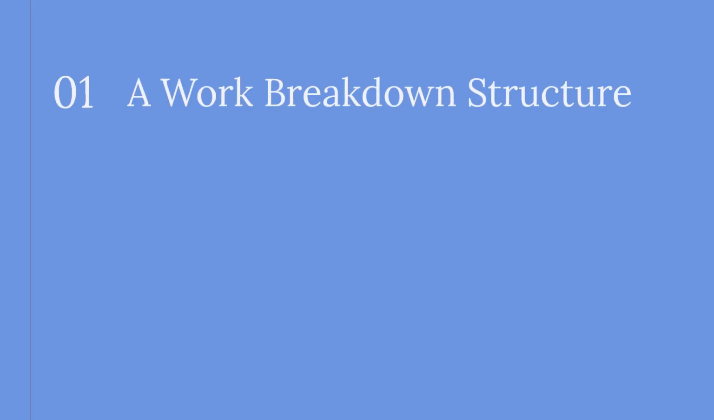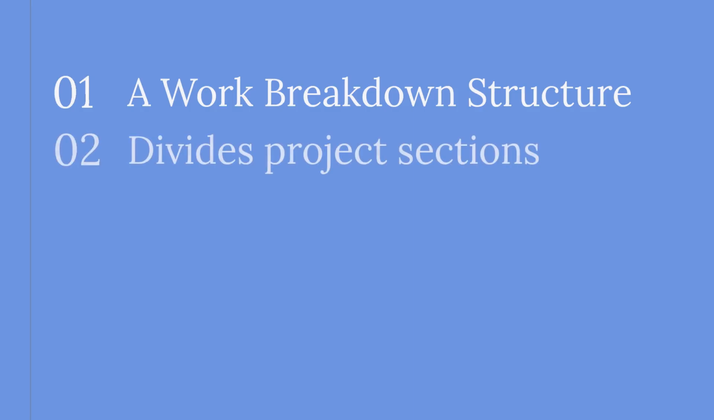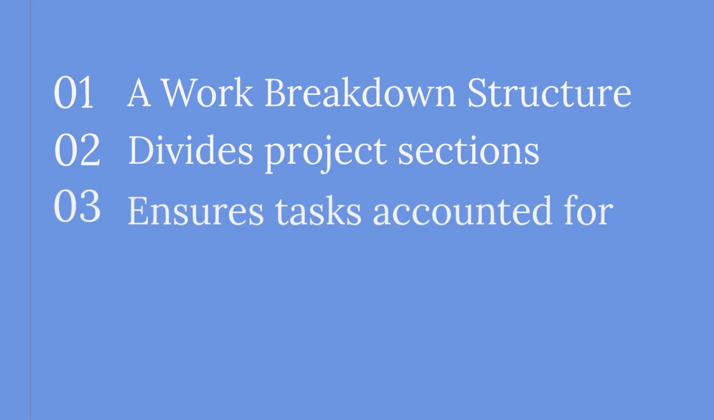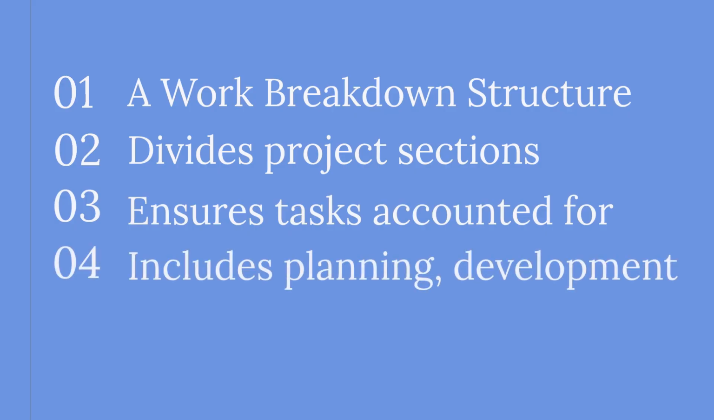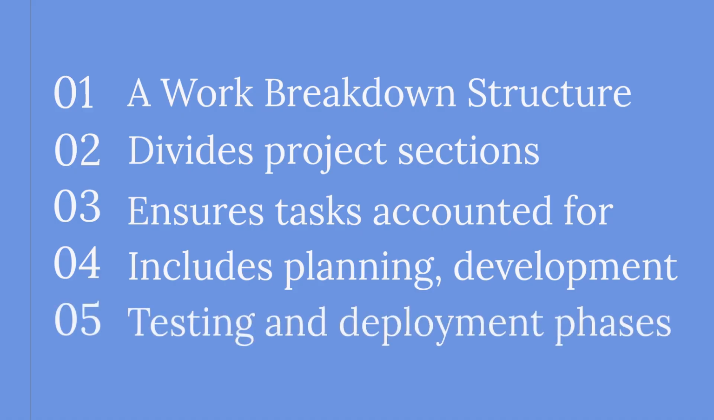A work breakdown structure divides the project into sections. It ensures all tasks are accounted for in project planning. Sections include planning, development, testing, and deployment. This structure helps manage project tasks efficiently. It ensures comprehensive coverage of all project phases.